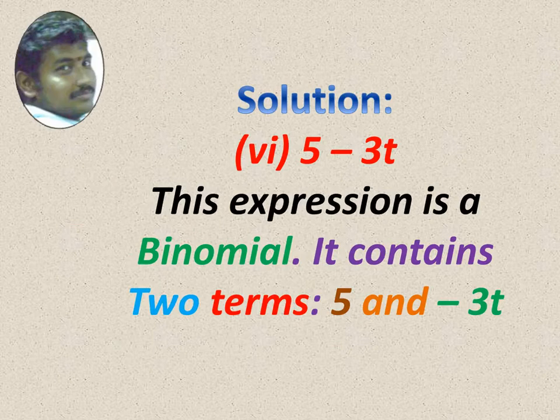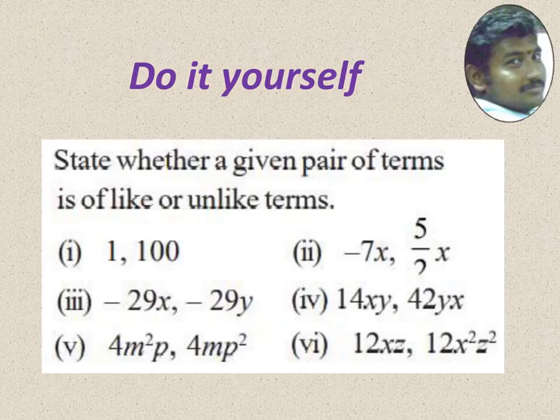Next you see 5 minus 3t. This expression is a binomial because it contains two unlike terms. 5 is a term and minus 3t is another term. So two unlike terms are there. That's why this expression is a binomial. Hope you understand how to classify monomial, binomial and trinomial.